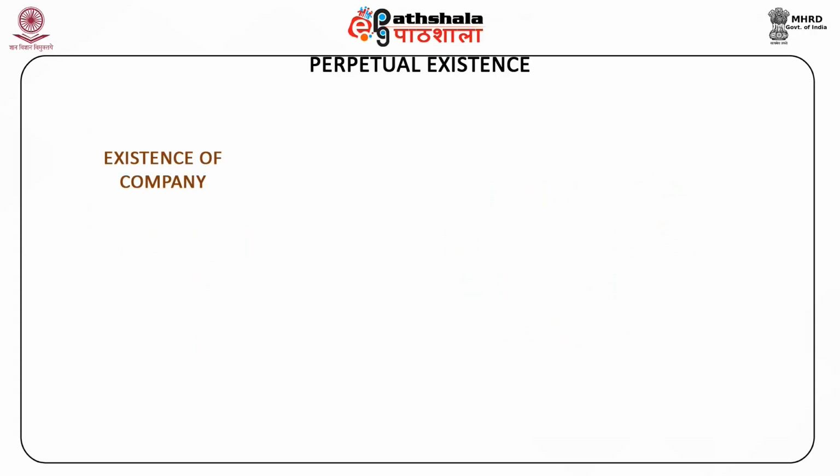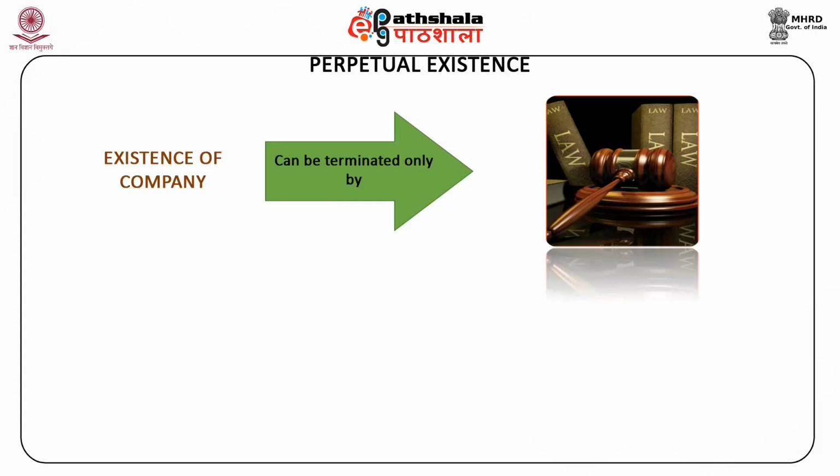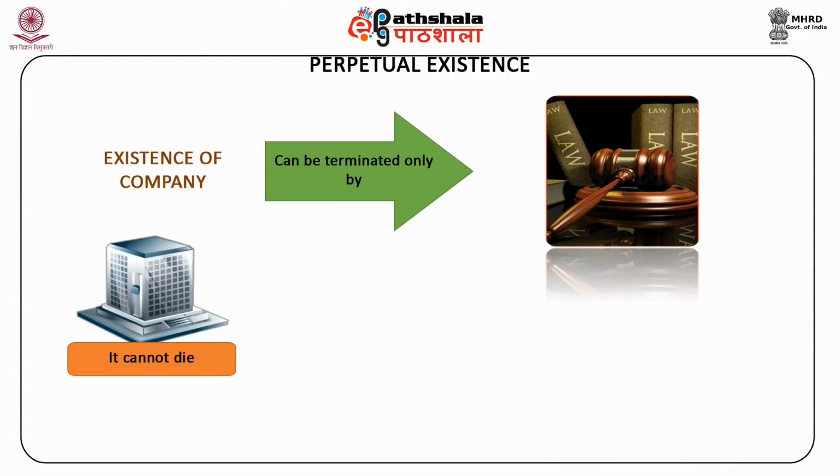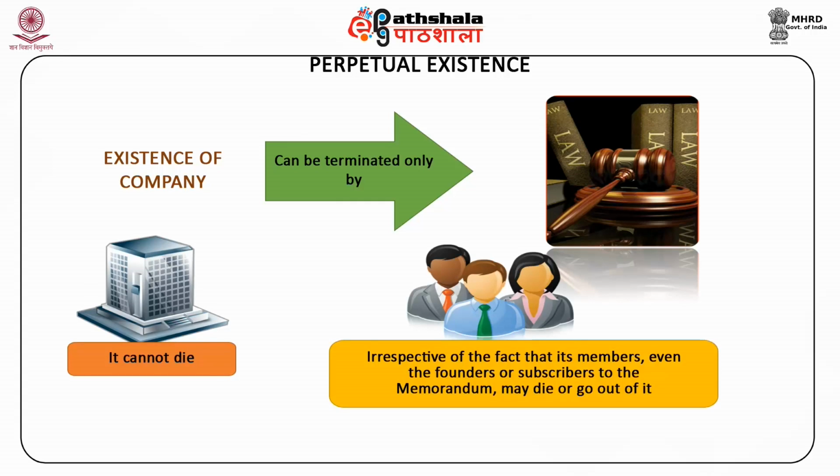The existence of a company can be terminated only by law. Being an artificial person, it cannot die irrespective of the fact that its members, even the founders or subscribers to the memorandum, may die or go out of it. Moreover, in spite of the changes in the membership of the company, it can perform its contracts and enter into future agreements. Thus, members may come and go, but the company can go on forever.